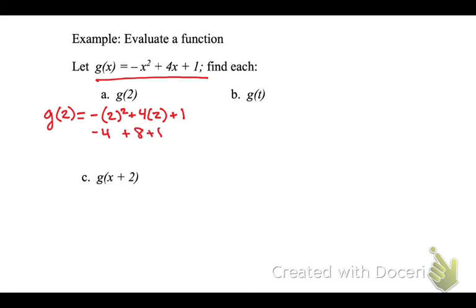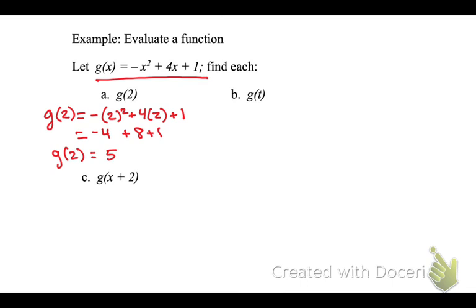So what? G of 2 equals 5. I expect you to be working your problems down. I've been working on that for 2 years, right? Work your problems down. If you line up your work, look at how nice that is. Everyone knows what's going on.